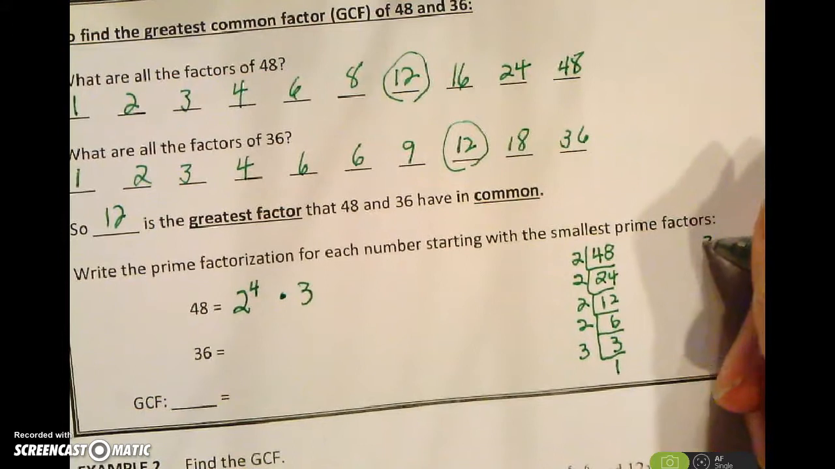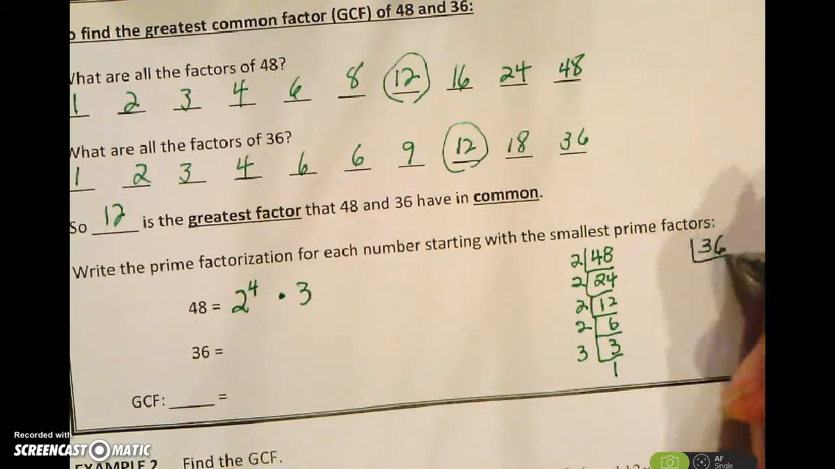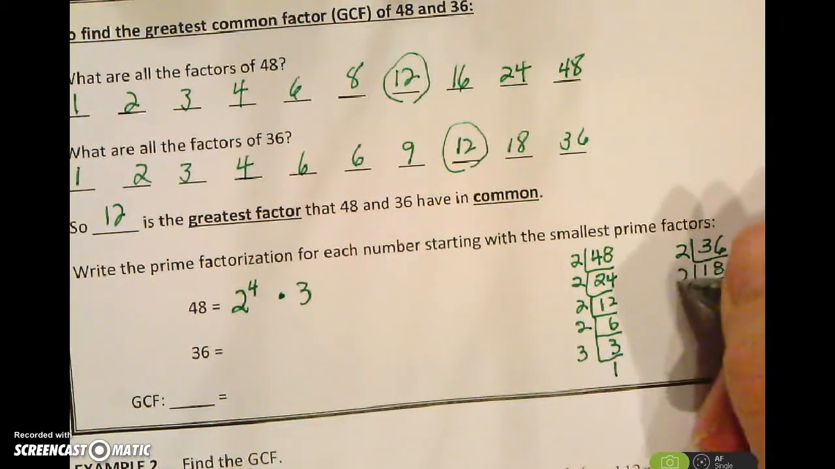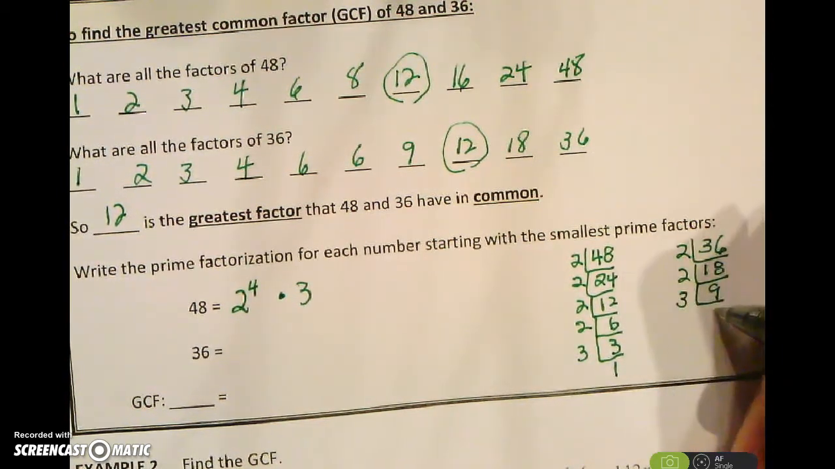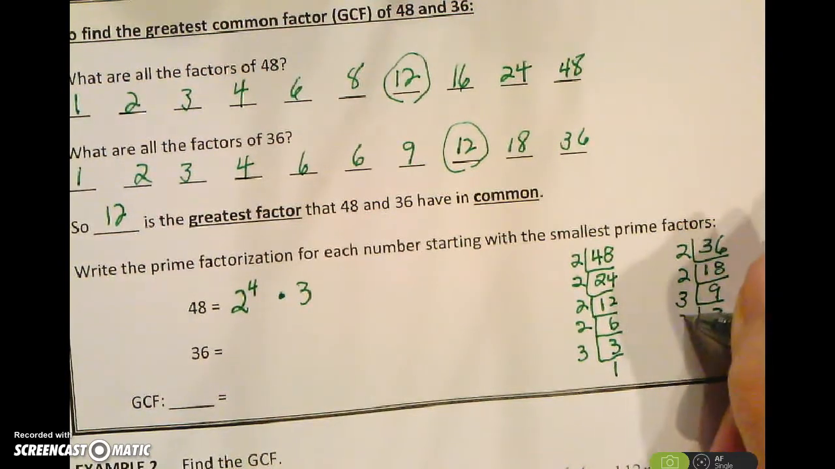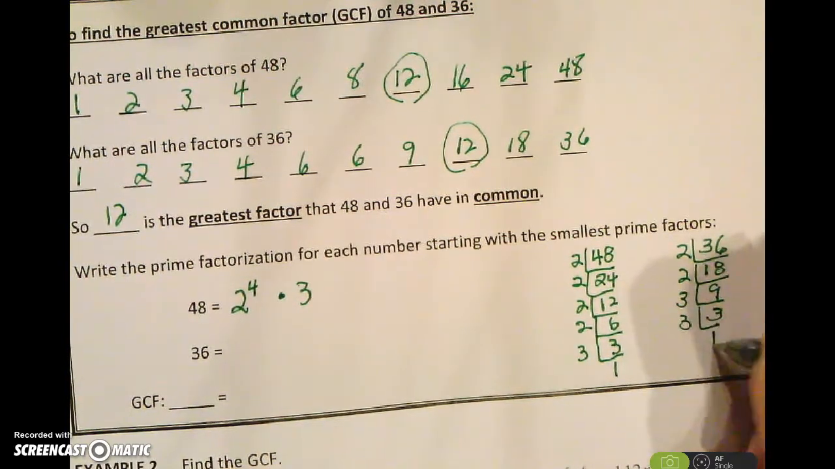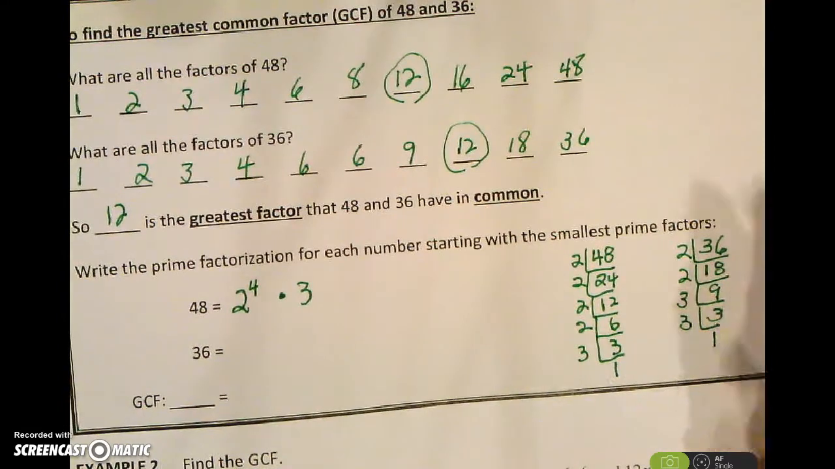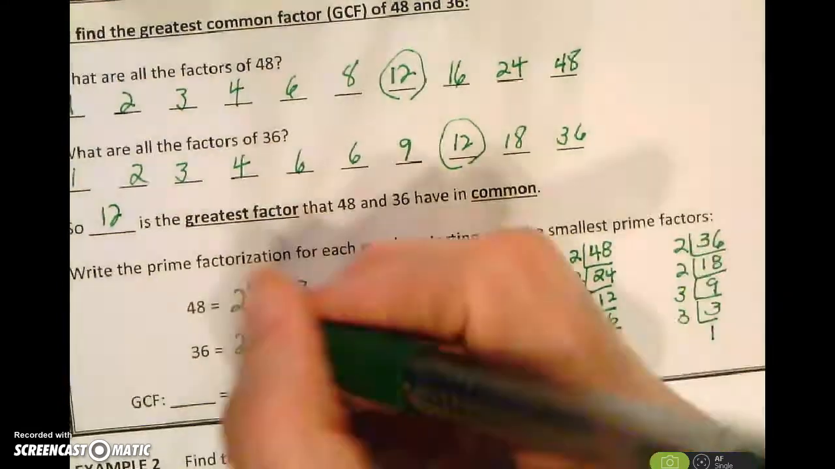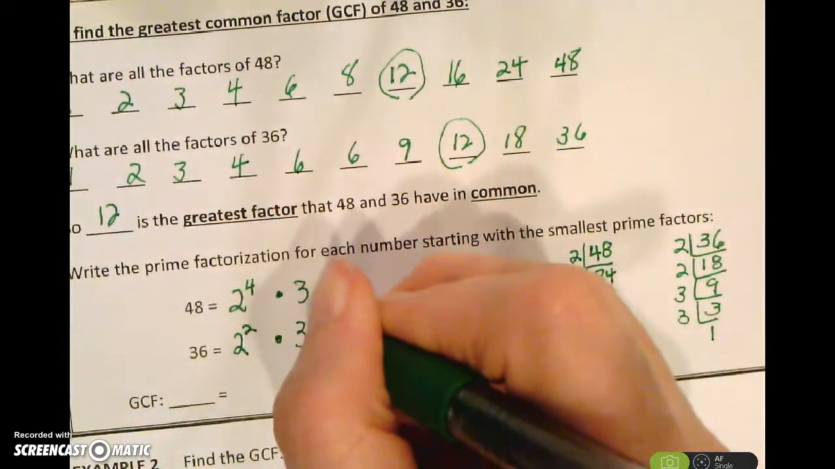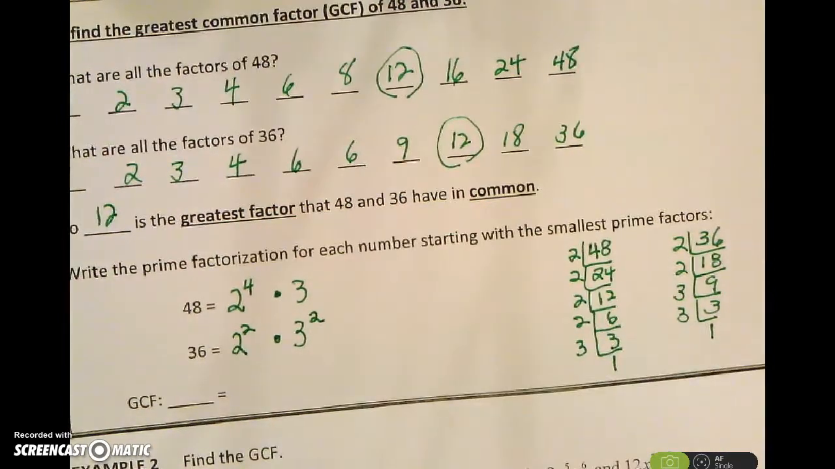Then I'll do the same thing with the 36. Again, 2 goes into it 18 times. 2 goes into 18, 9. 2 won't go into 9, but 3 goes into 9 3 times. And 3 goes into 3 once. Once I get to the 1, I stop. So this time I have 2 to the 2nd power times 3 to the 2nd power.